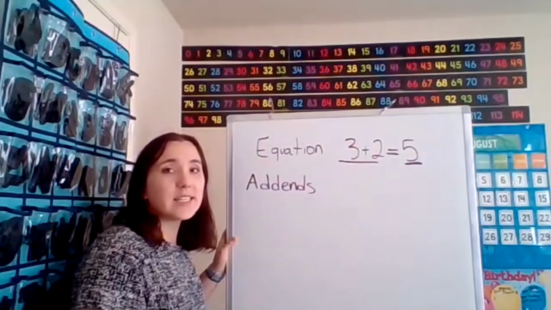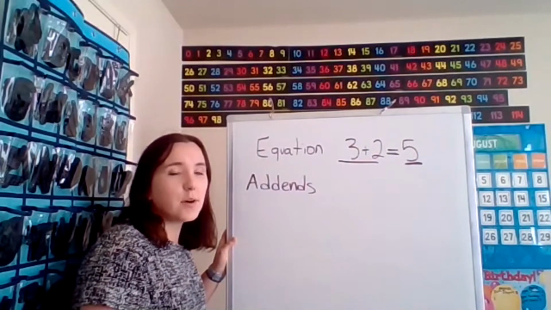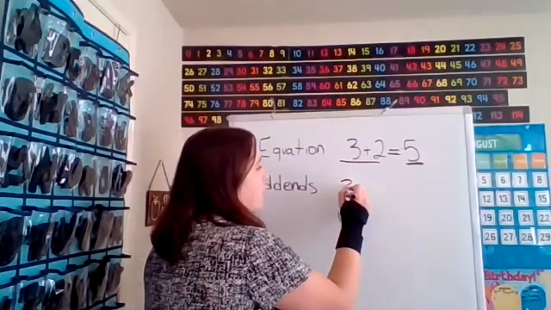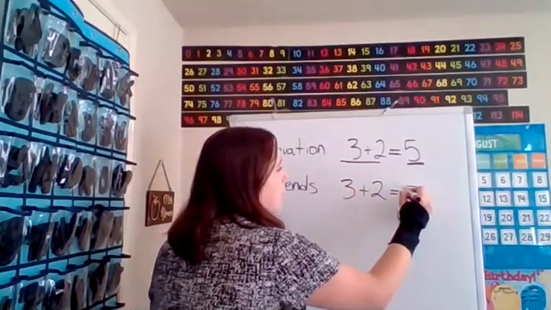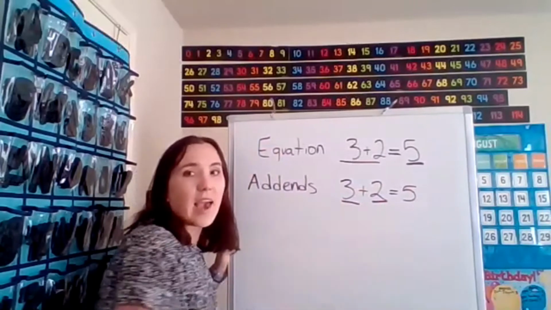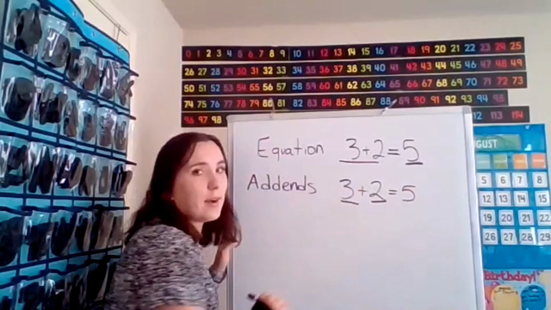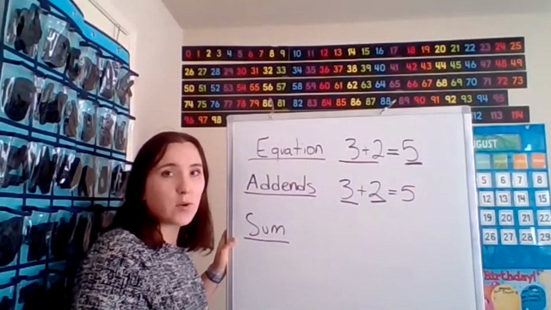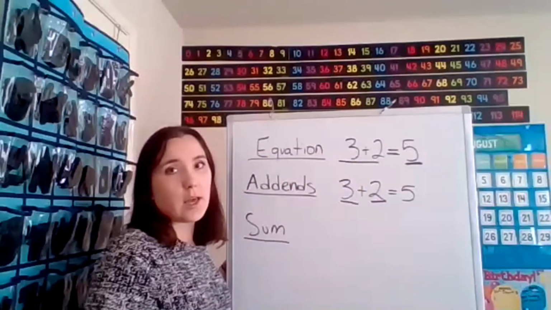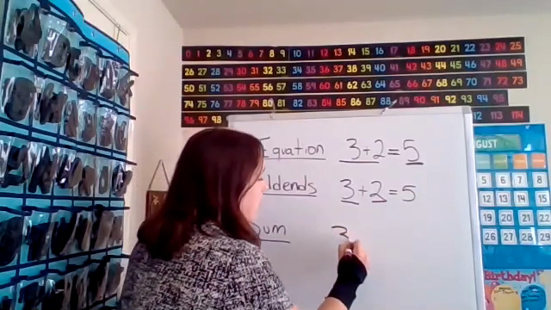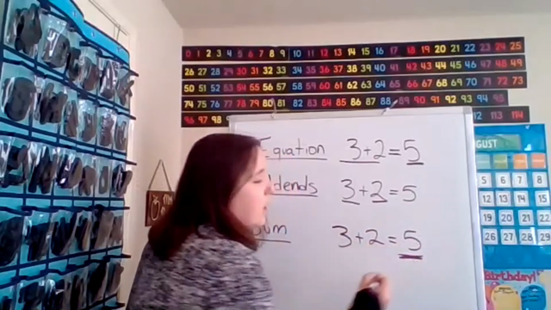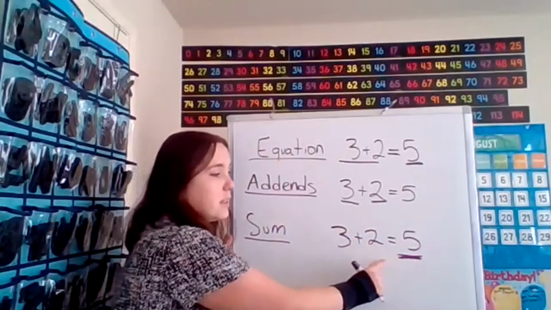Our next vocab word is addends. Addends are just the numbers that you add together in an addition equation. So in 3 plus 2 equals 5, 3 and 2 are the addends. They're the numbers being added together in this equation, okay? And our very last word that we need to know before we get started today is sum. The sum is the answer to an addition equation. In 3 plus 2 equals 5, 5 is our sum. It's the answer to the addition equation.